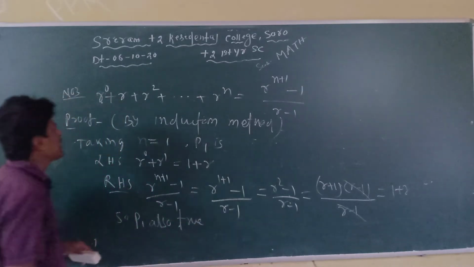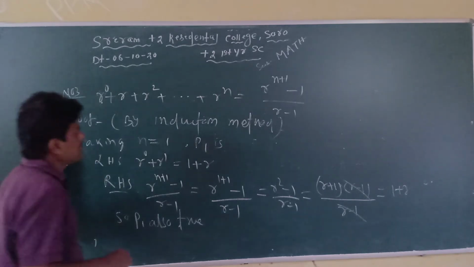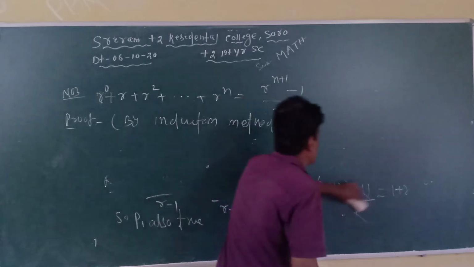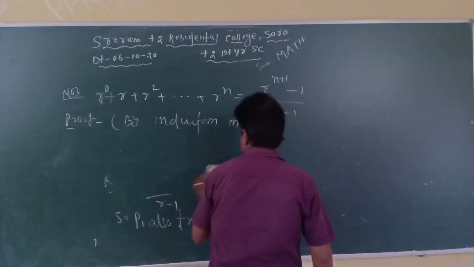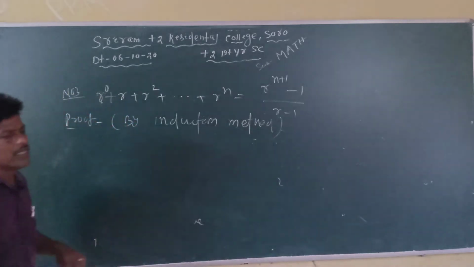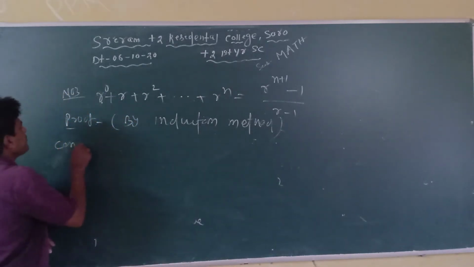Then you go to step 3. Step 3 is to continue in this way. Yes, that is all about your step 2. Then going to step 3. In step 3, you write continue in this way.